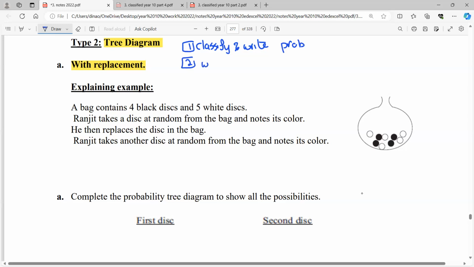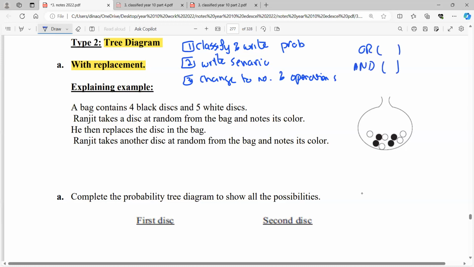Second, write your scenario, which we said and wrote a little while ago. Third, change to numbers and operations. Now let's introduce the 2 very important words in probability. Or means addition, and we discussed it last class. And now we have introduced that and means multiplication. And is used when we have 2 items, or 3 items, selected.